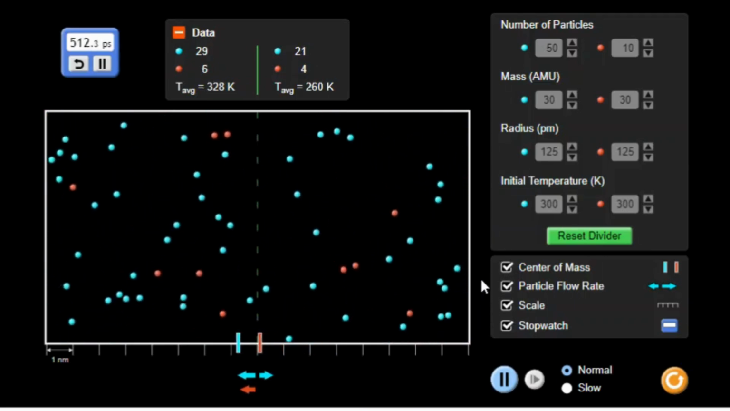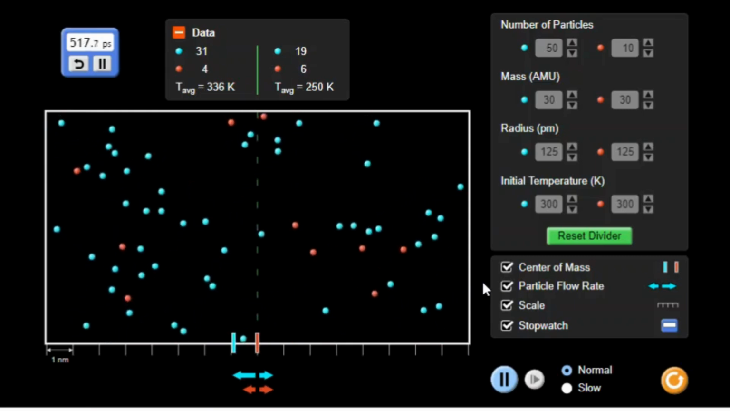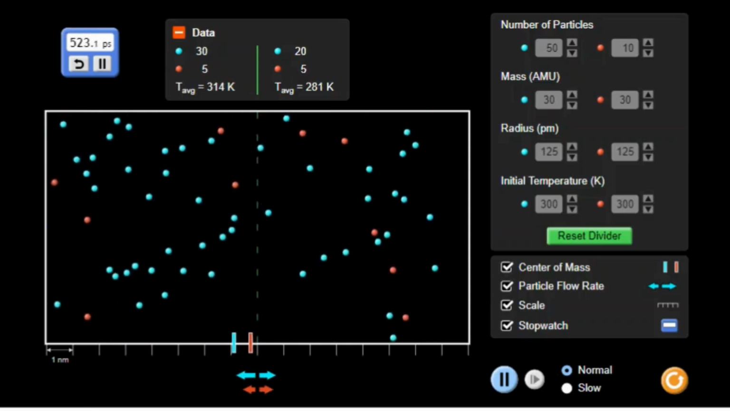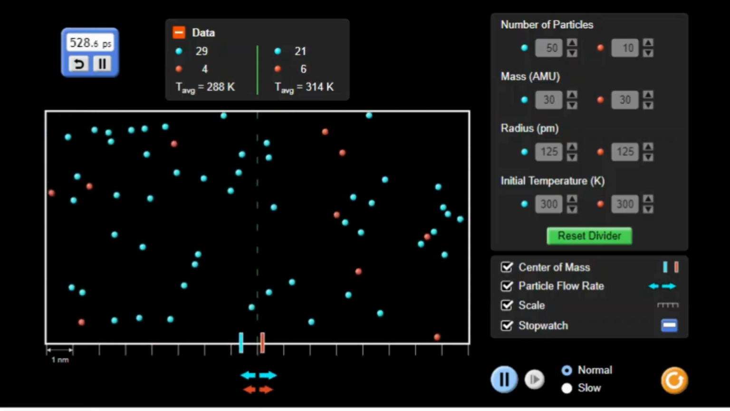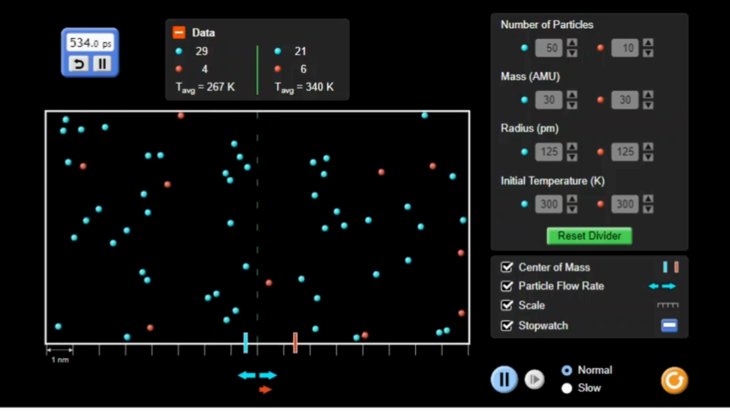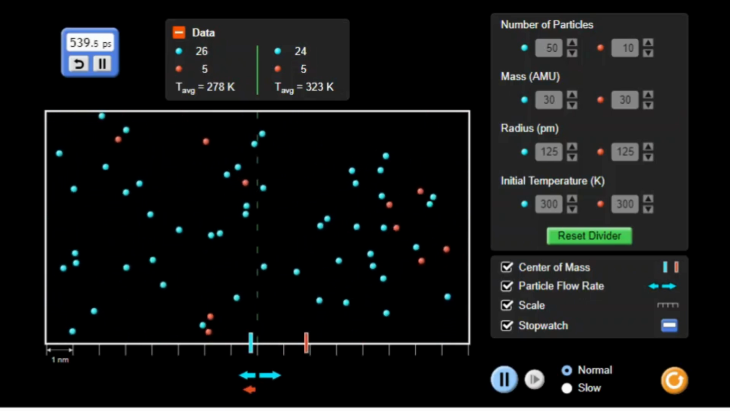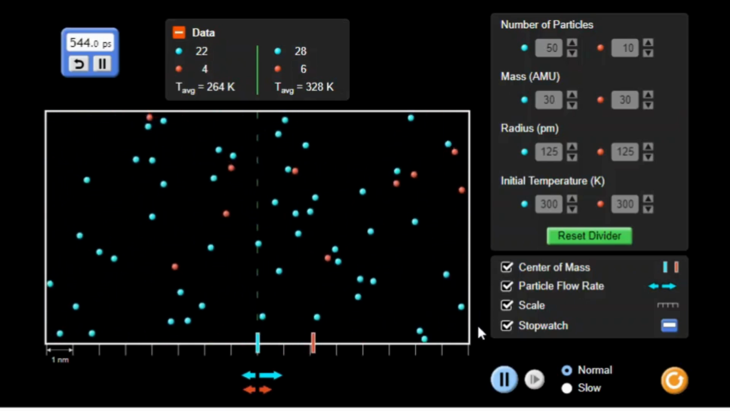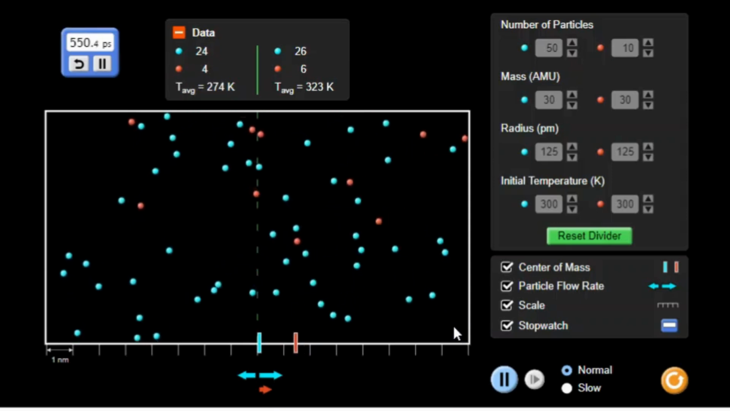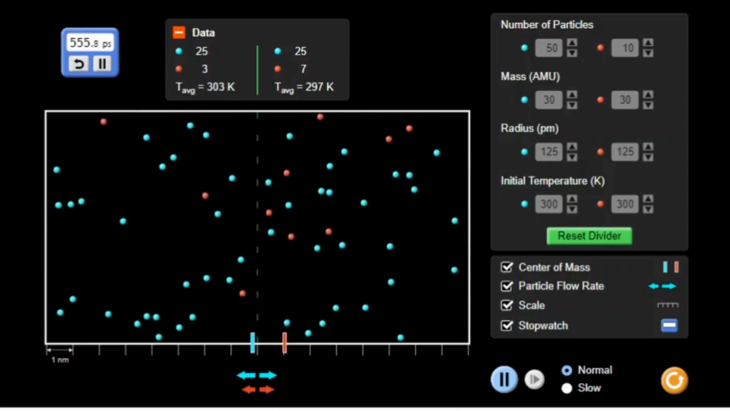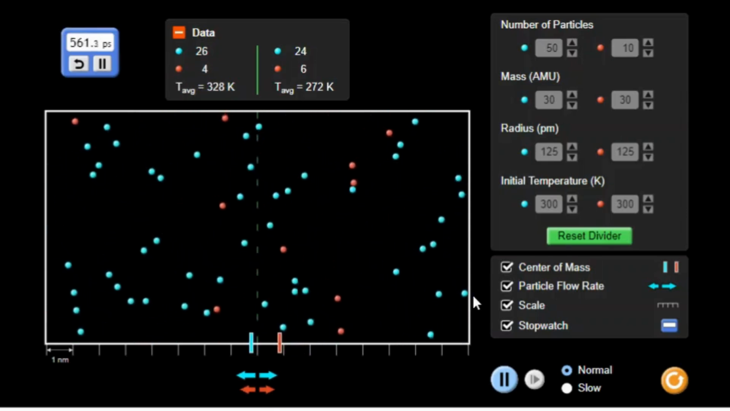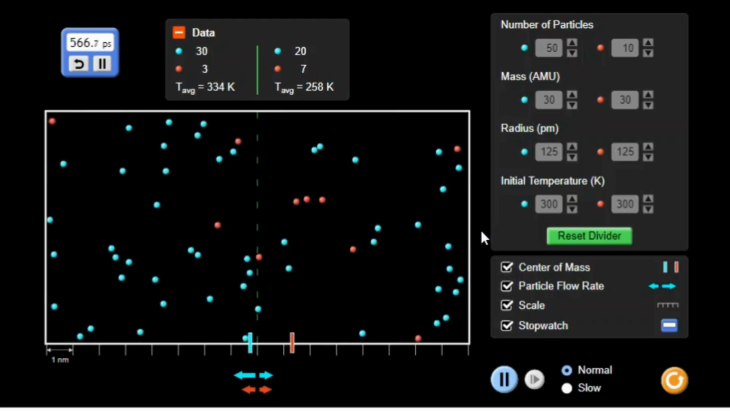The simulation covers a wide range of topics related to diffusion, including concentration, temperature, mass, and radius. This comprehensive approach helps students gain a holistic understanding of the diffusion process and its applications in various fields. The diffusion simulation is a valuable tool for teaching and learning about the process of diffusion and the factors that affect the rate of diffusion.